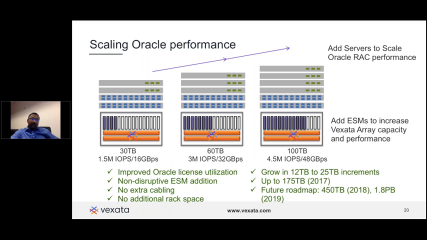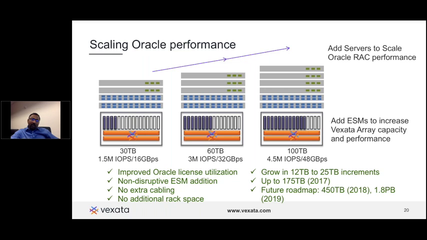And if they want to scale the compute side of Oracle, they just add an extra server. And in the case of a Vexata array, if they want to add extra performance to the array, all they need to do is add a few more enterprise storage modules. As you can see, as we add 4 more modules, we get 30 terabytes more capacity, 1.5 million more IOPS, and an extra bandwidth of 16 gigabytes per second over the first configuration. And you can scale this further to 175 terabytes and hit around 70 gigabytes per second of bandwidth and 6 million plus IOPS.